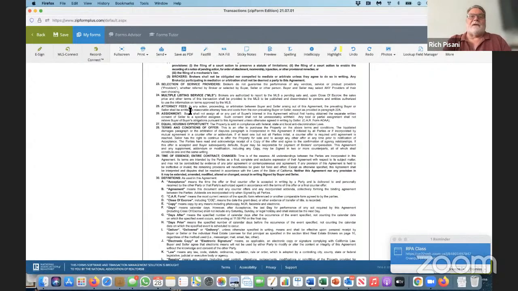And there's another form, the AOAA, that is to add a buyer. Say you have to add a buyer, or you have to delete a buyer. That's all done on that form, the AOAA.